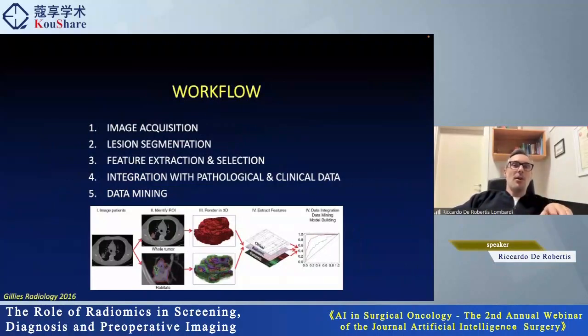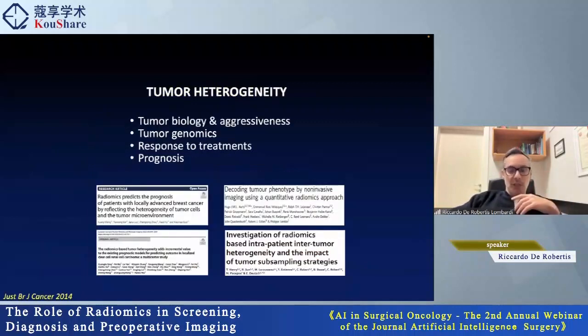This is the radiomic workflow. The radiomic workflow is characterized by several distinct phases, and each one of them has its implications and weaknesses, as we will see later. We start with image acquisition, which must be standardized and performed with high-end scanners. Then we must perform lesion segmentation, which can be a manual or an automatic process. And then we extract features. Of course, these features must be selected upon their reproducibility and statistical power. Then the features are integrated with pathological and clinical data to build databases. And the final process is data mining to provide a personalized approach to the patient.